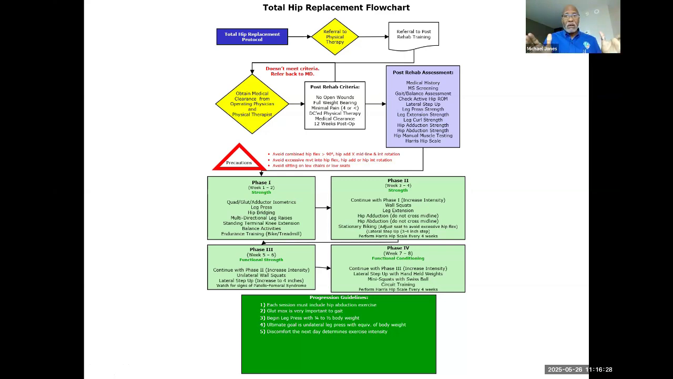Some people say, well, Dr. Mike, I don't like using machines. Folks, it's not about the machine. It's about the muscle group you're targeting. Let me say that again. It's not about the machine. It's about the muscle group you're targeting. Here's what a protocol basically says.